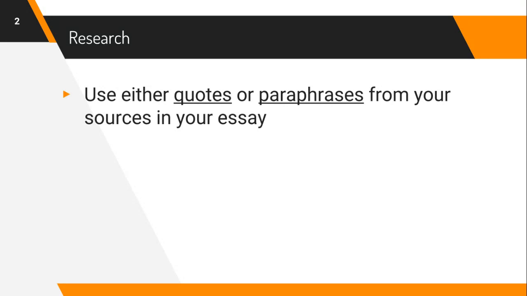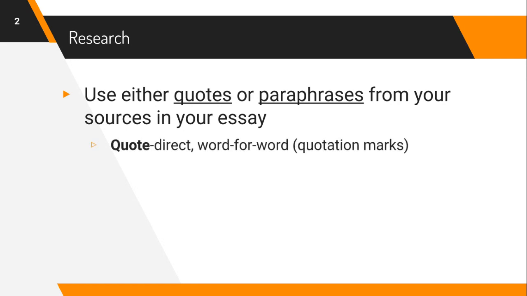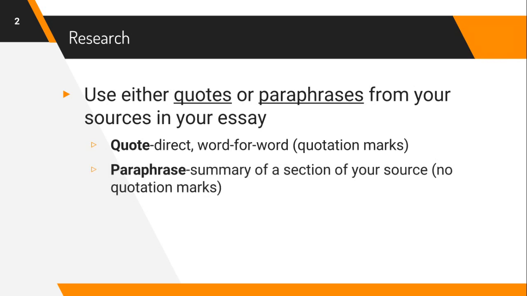Now, when you're going through your research, you can use either quotes or paraphrases from your sources in your essay. And the difference between these 2 options is that a quote is a direct word-for-word quotation from a source, and it's put in quotation marks, whereas a paraphrase is your own summary of a section of your source. It's the same idea, but you're putting it in your own words, and therefore you don't need to use quotation marks. Now, you give your source credit for either a quote or paraphrase, but there's just a bit of variety in how you present the information from your sources in your essay.